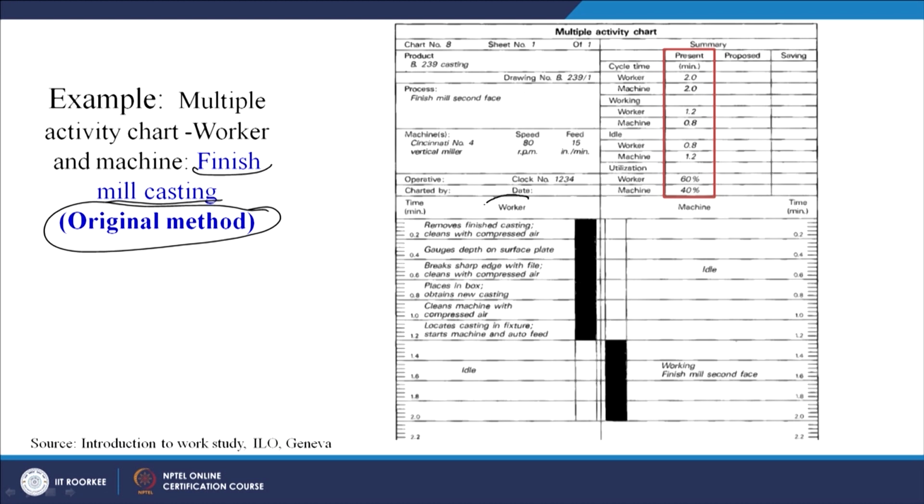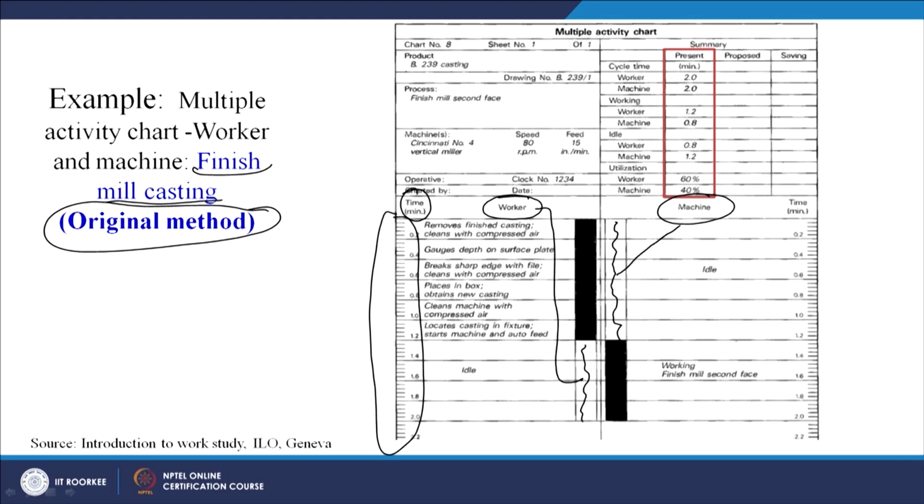This is the worker, this is the machine, and this is the time scale already mentioned on the screen. This is the time. So solid portion here is depicting the working, and this blank portion is depicting the idle time. Similarly for the worker, this is the idle time. This is idle time for machine, this is the idle time for the worker. So let us try to see what he is doing.